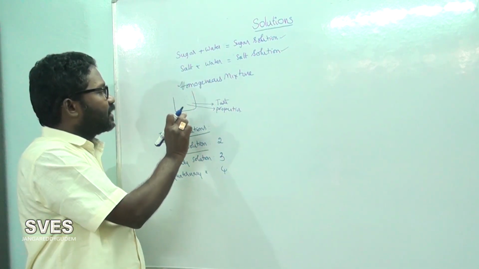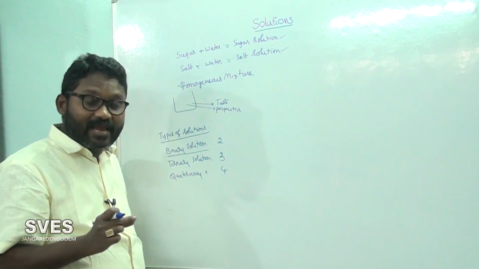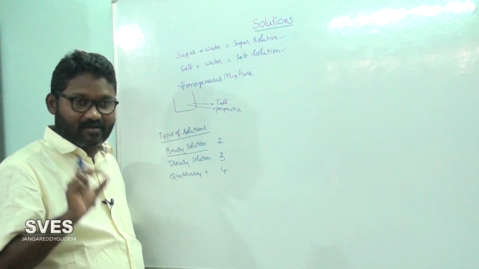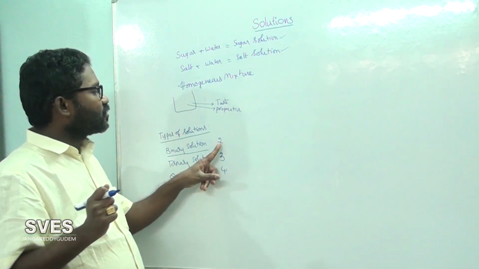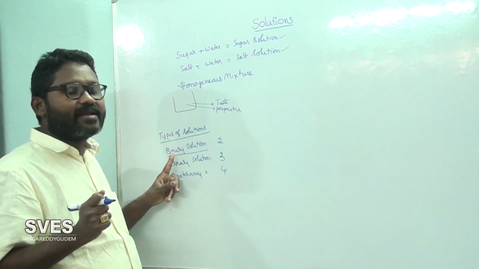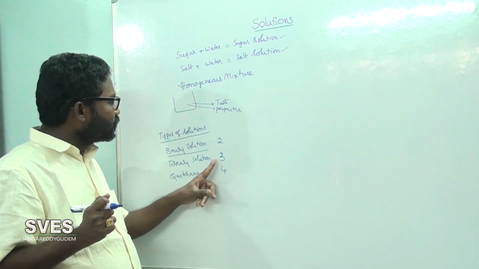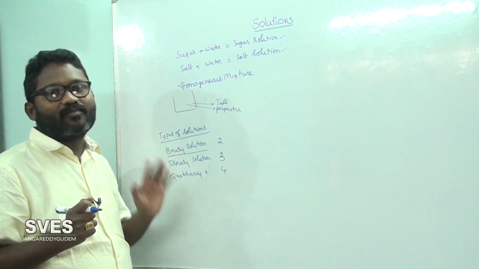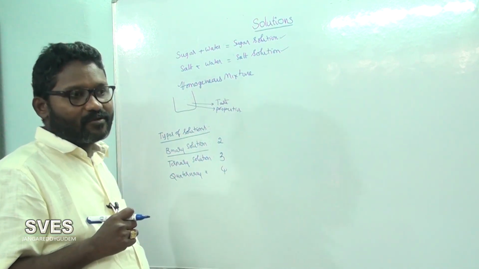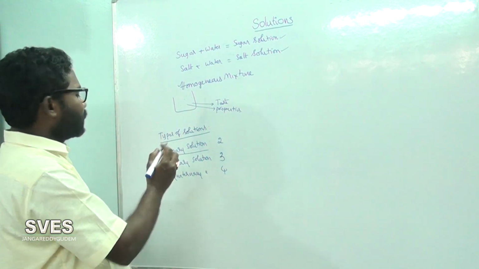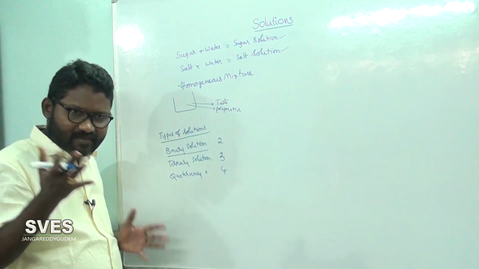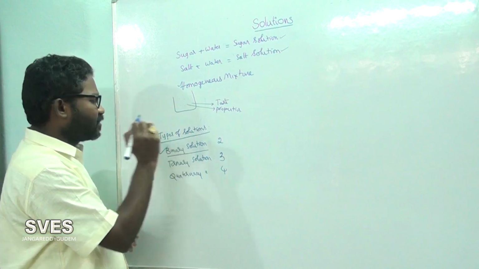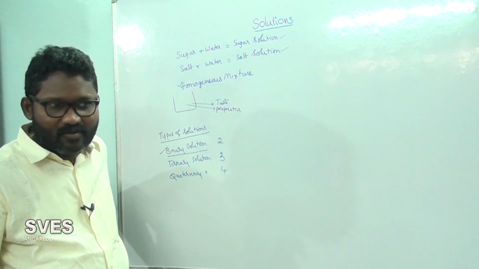Every substance present in the solution can be called a component. A solution of two components is called a binary solution. A solution of three components is called ternary. A solution of four components is called a quaternary solution. So mostly in this chapter, as far as IP is concerned, the discussion is mostly about binary solutions.